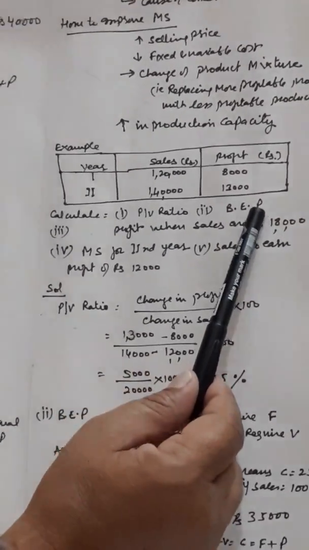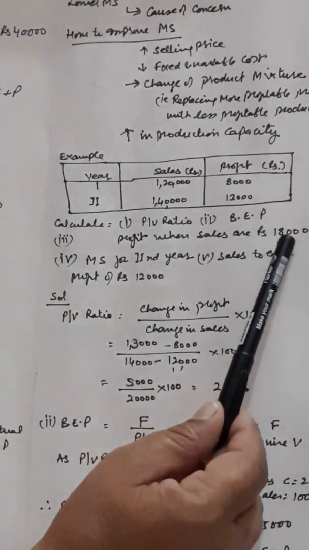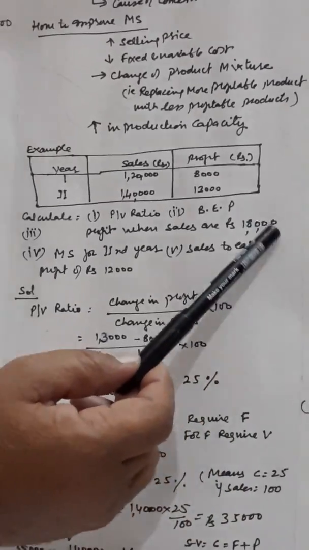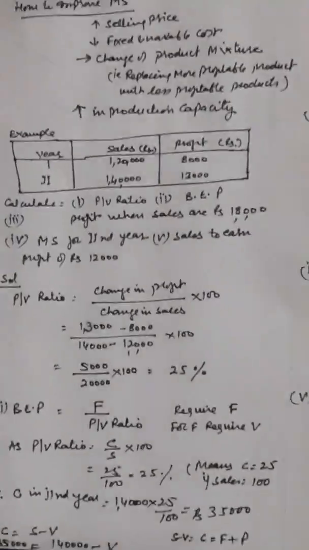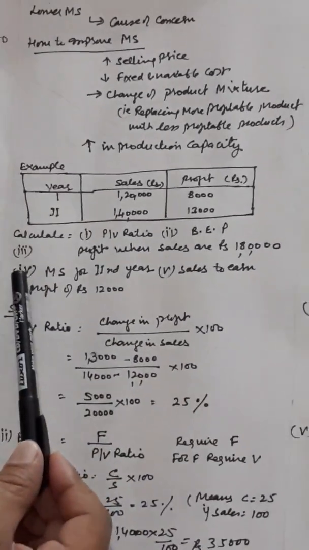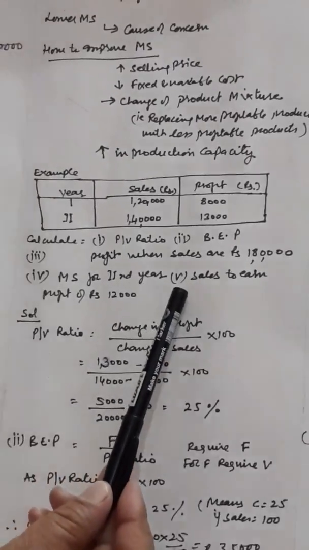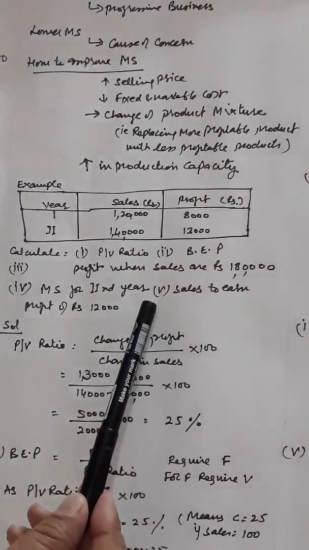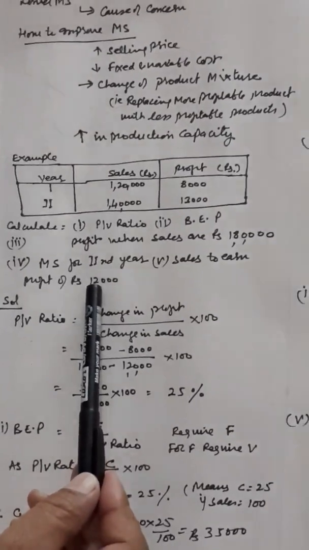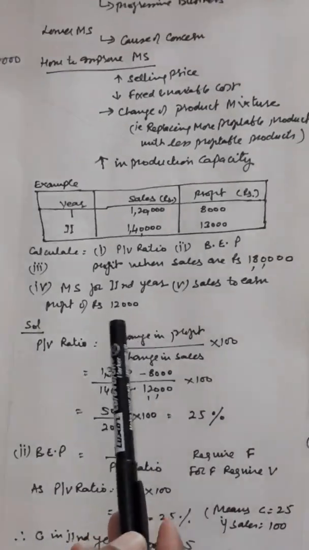Second, break-even point. Third, profit when sales are 1,80,000. Next, number 4, margin of safety for second year. Fifth, sales to earn a profit of rupees 12,000. If we are to earn a profit of 12,000, what will be the sales?